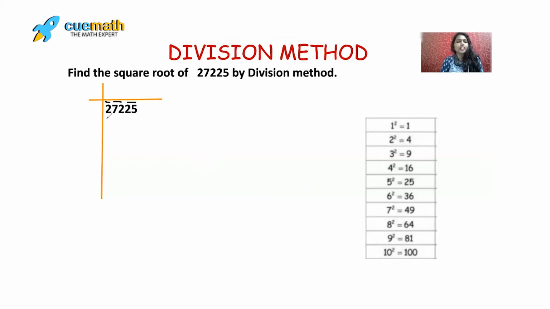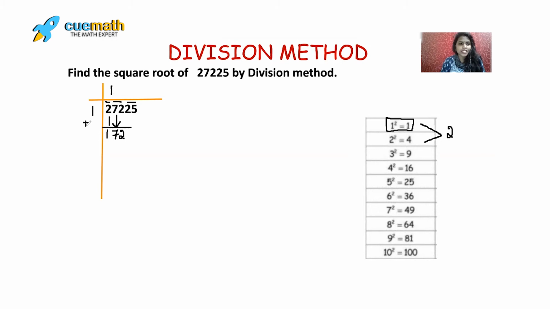So now towards the extreme left, I have 2. So just observe the square table. So 2 falls between 1 and 4. So which one should we pick now? Exactly, definitely I have to pick 1 because 1 is less than 2, and I should not pick 4 because 4 will be greater than 2. So I place here 1. 1 times 1 is 1. On subtracting, I get 2 minus 1 is 1 and bring down the next pair of numbers, that is 72.